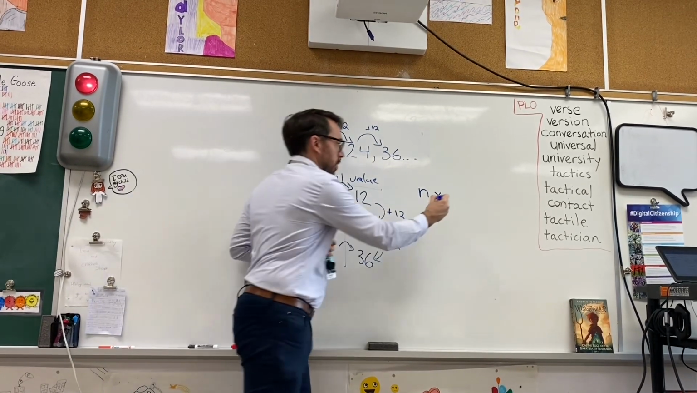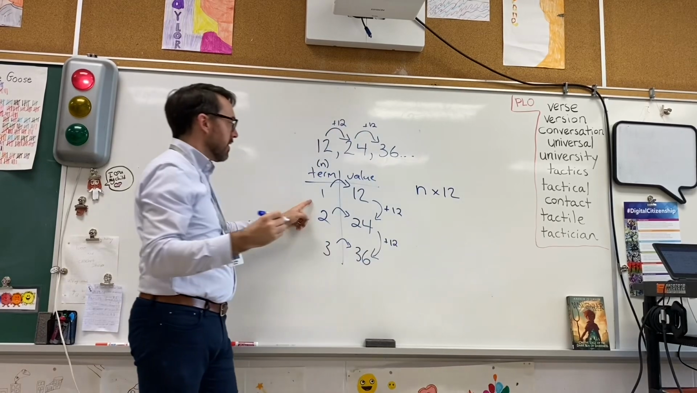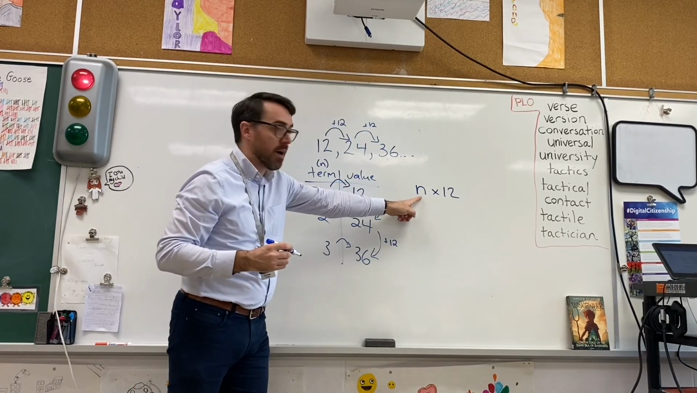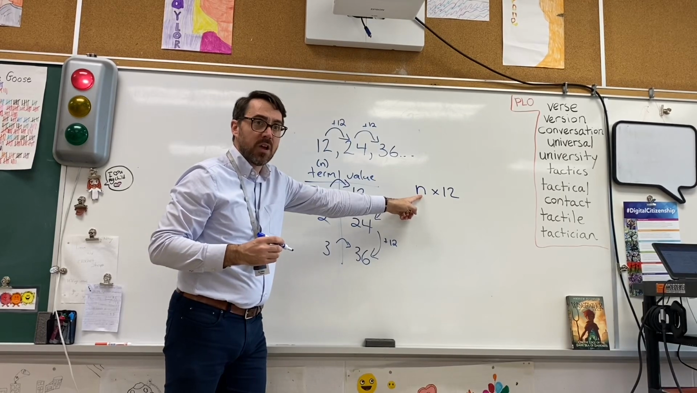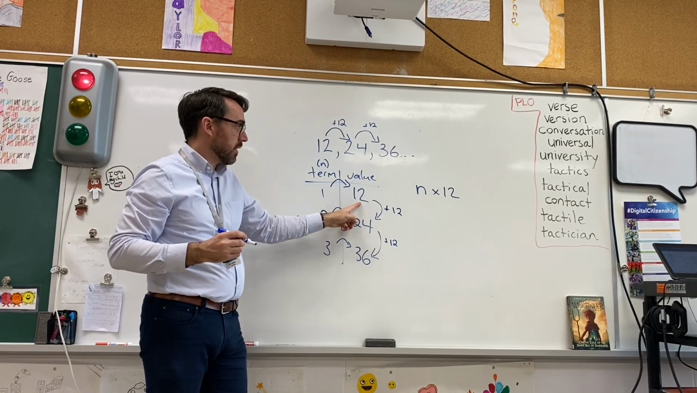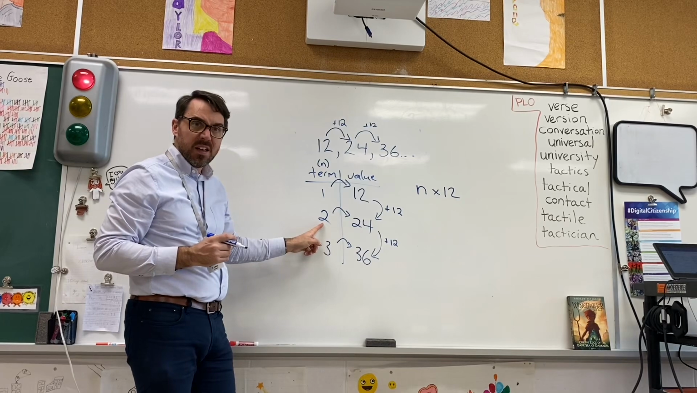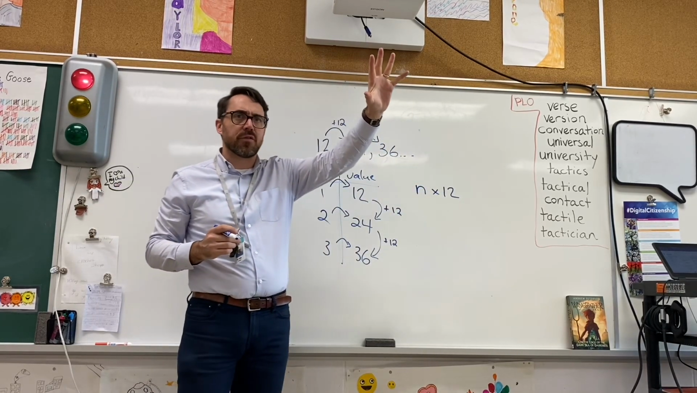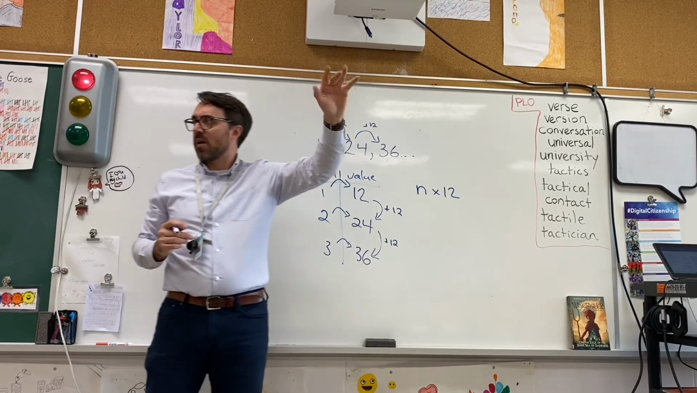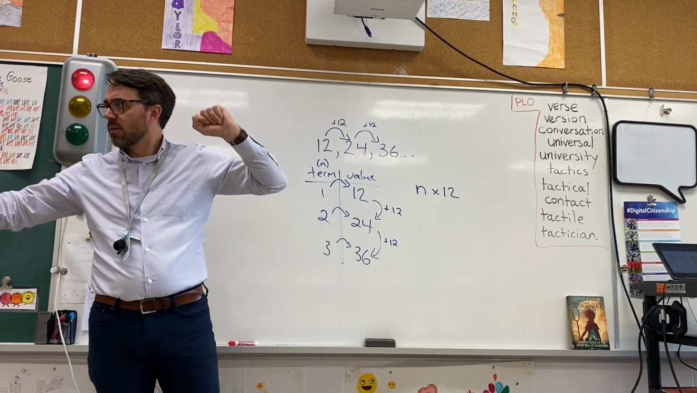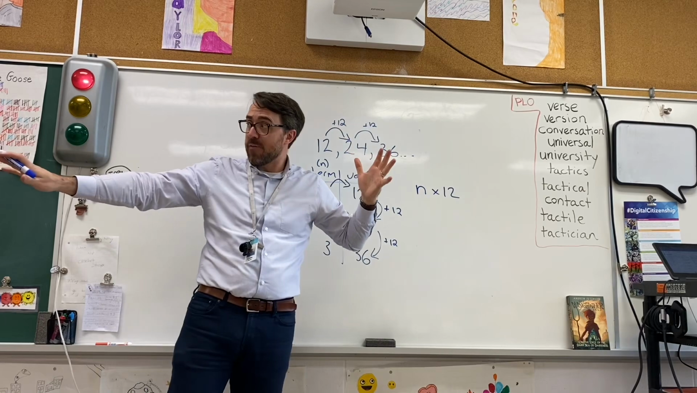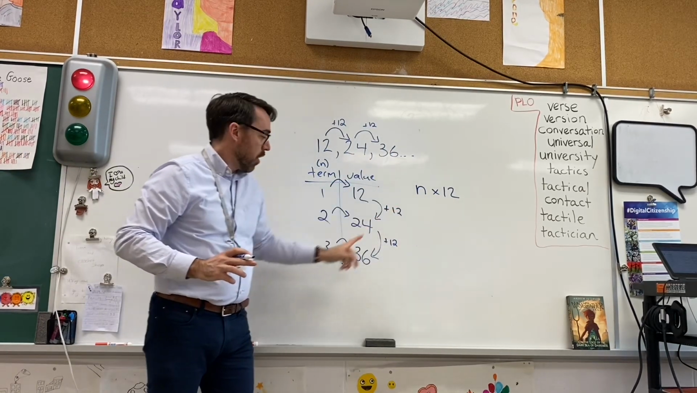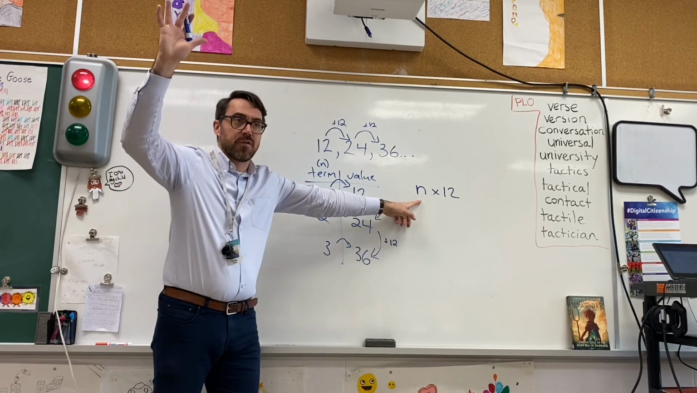It's 12. Okay? So n times 12 equals 12. So if I put the 1 in there, 1 times 12, I get 12. If I put a 2 in place of the n, what's 2 times 12? Gary? 24. 24 is right. If I put a 3 in place of the n, what's 3 times 12?